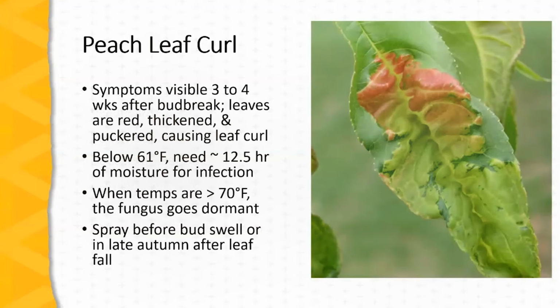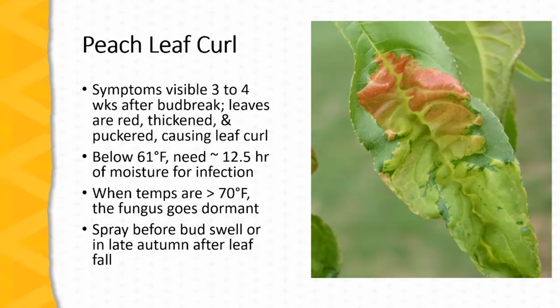Peach leaf curl is a very interesting disease. It is early in the growing season, but the infection points for peach leaf curl actually take place before the tree breaks bud. The symptoms are visible 3 to 4 weeks after bud break, and as we note in this picture, we see a thickening and puckering of the leaves, oftentimes red in color, that causes the leaves to curl.